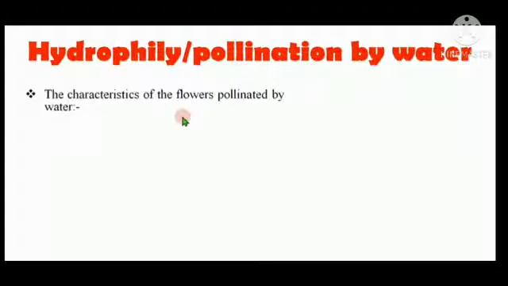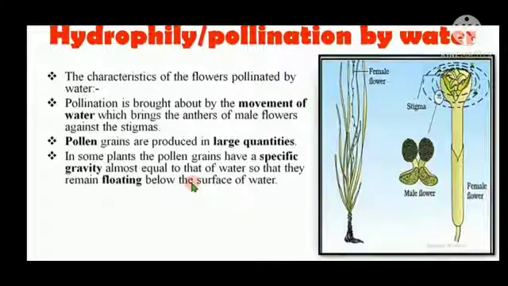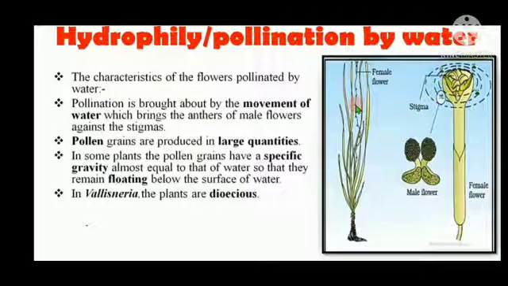Now next is hydrophily. Flowers are pollinated by water in the case of aquatic plants such as hydrilla, vallisneria, etc. In such cases, the following characteristics are found. First, the pollination is brought about by the movement of water which brings the anther of male flowers against the stigmas. Pollen grains are produced in large quantities. In some plants, the pollen grains have specific gravity almost equal to that of water so that they remain floating below the surface of water.